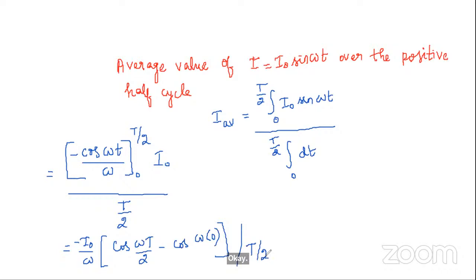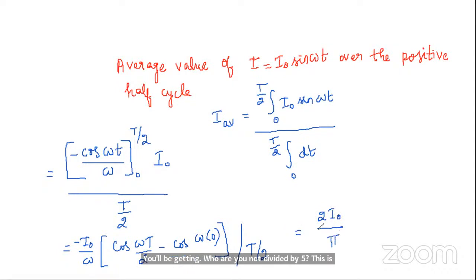You will be getting this, and when you simplify it, you will be getting 2 I0 divided by pi. This is the average value of I equal to I0 sin omega t over the positive half cycle. We have found the average value over the positive half cycle.